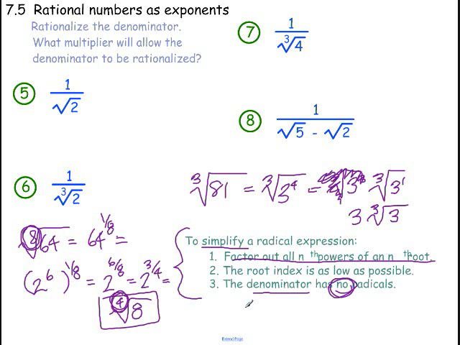Wow! Well, that's part 2. That's the last part of rational numbers as exponents. And I think it turned out pretty well.